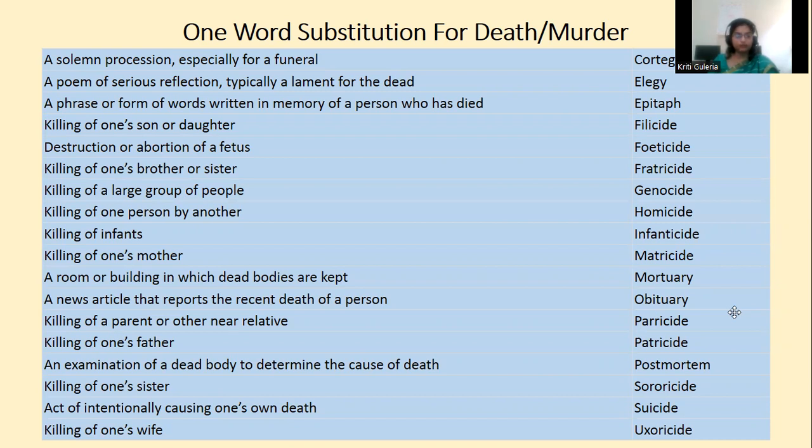Killing of a larger group of people: genocide. Killing of one person by another: homicide. Killing of infants: infanticide. Killing of one's mother: matricide. Mater, mother. Frater, brother. A room or building in which dead bodies are kept: mortuary.